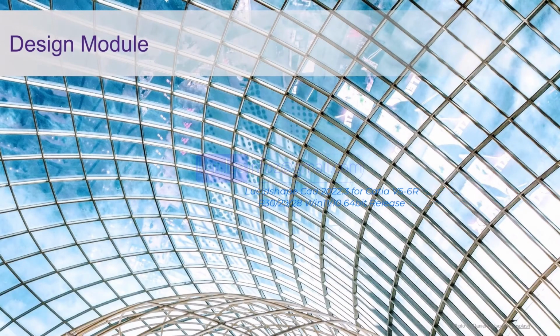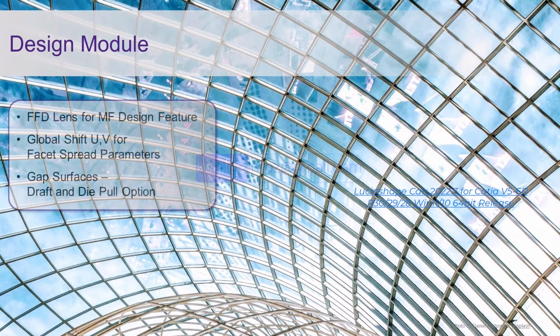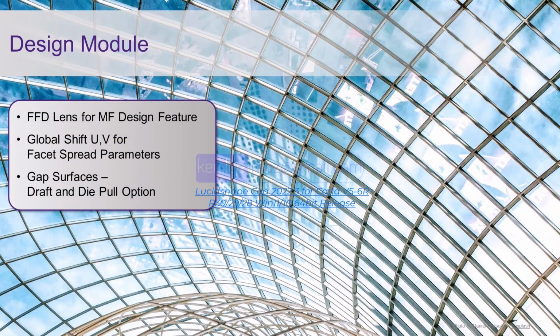This concludes the overview of the new features in the base module. We now come to the enhancements in the design module. This release introduces the FFD lens for MF design feature. Furthermore, a global shift UV parameter for the facet spread is now available. And the gap surfaces now have a flexible draft and dipole option.